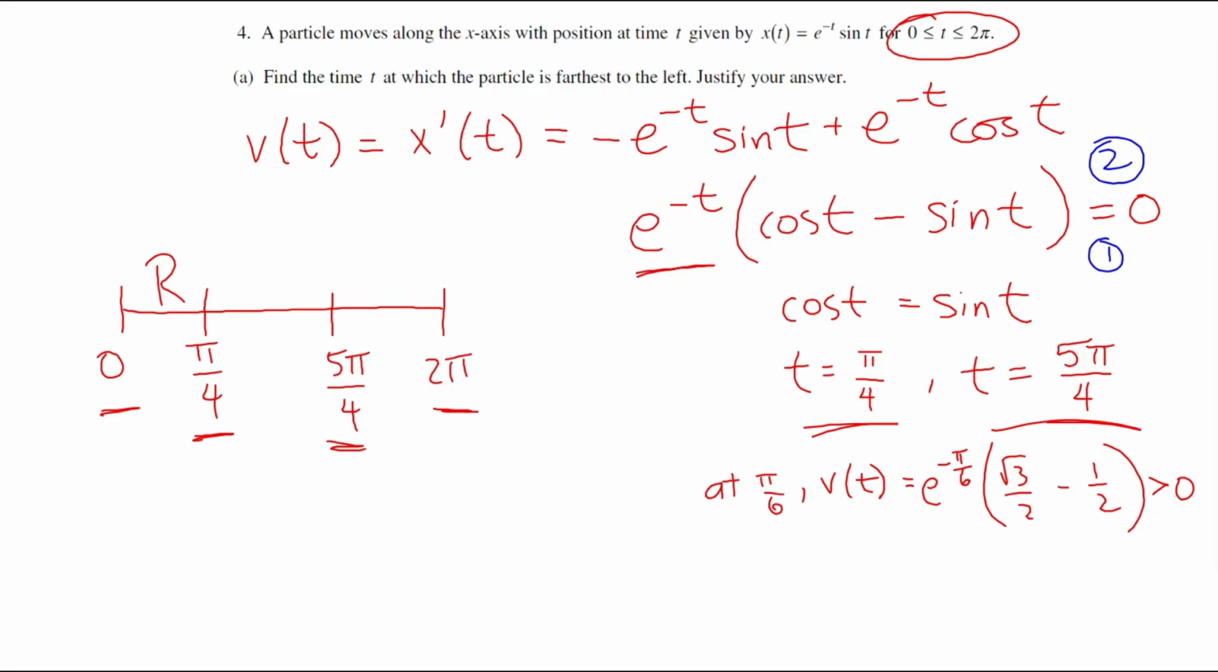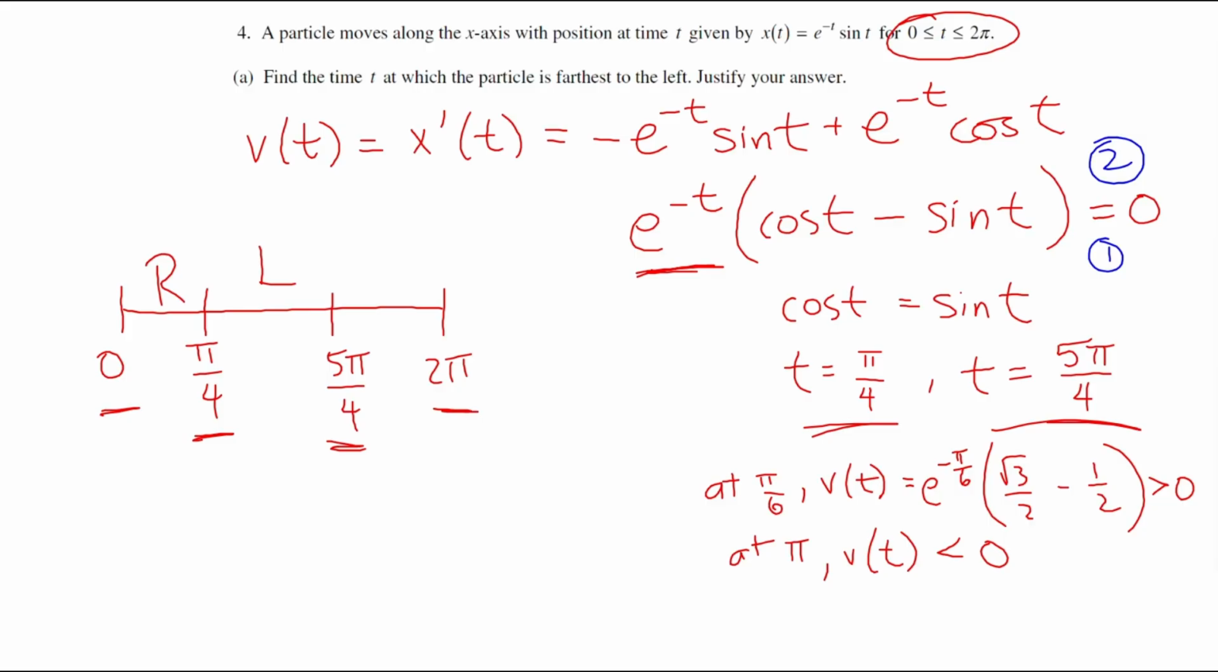This ends up being a positive value, which means our particle is moving to the right because the velocity is positive here. If I test something between pi over 4 and 5 pi over 4, for example, pi, I can ignore the e to the negative t because that's always going to be positive. So at pi, v of t is just a positive number times the cosine of pi minus the sine of pi. Well, the cosine of pi is -1, and the sine of pi is 0. So we have a positive number times -1, which is a negative number. So now our particle moves to the left.